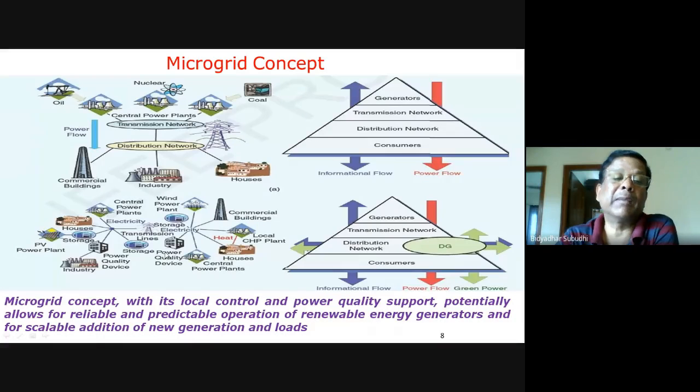So basically the microgrid concept, with its local control and power quality support, potentially allows for reliable and predictable operation of renewable energy generators, and for scalable addition of new generation and loads. And by virtue of the communication, the information flow can occur in both ways.